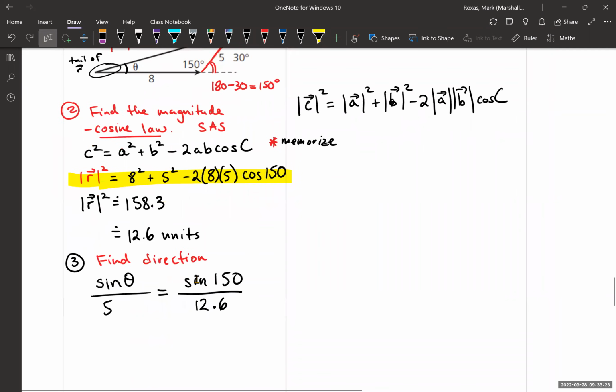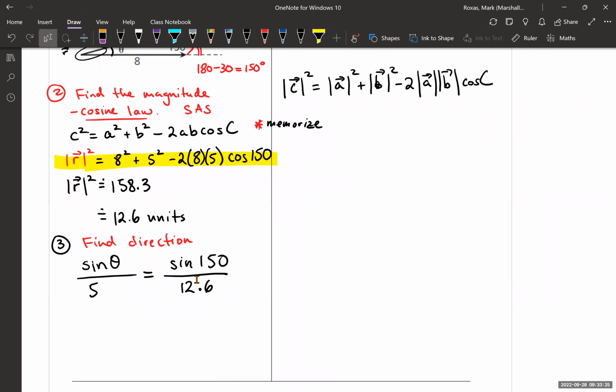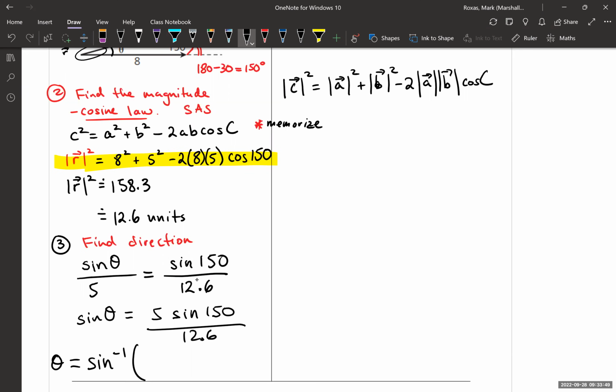Okay, so you don't need the entire sine law. Sine law has 3 ratios, and you only need 2 ratios of the 3. And then you solve for theta. So if I multiply both sides by 5, sine theta equals 5 times sine 150 over 12.6. And then theta would be the inverse of that. So theta is the inverse sine of 5 times sine 150 over 12.6.